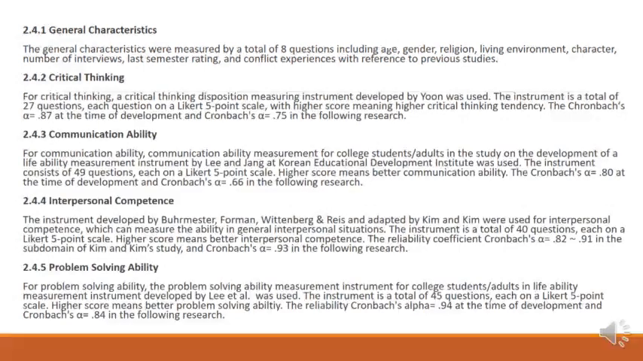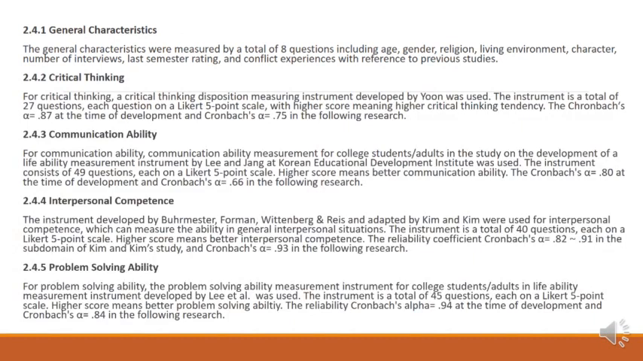The instrument developed by Postmaster, Foreman, Rittenberg, and Leeds, and adopted by Kim and Kim, was used for interpersonal competence, which can measure the ability in general interpersonal situations. The instrument has a total of 40 questions, each on a Likert 5-point scale. A high score means better interpersonal competence. The reliability coefficient Cronbach's alpha was .82 to .91 in the subdomains of Kim and Kim's study, and .83 in the following research.